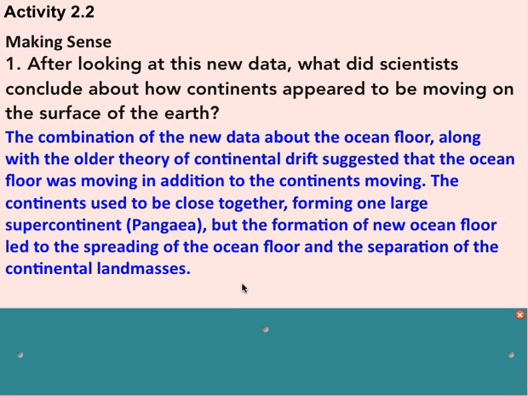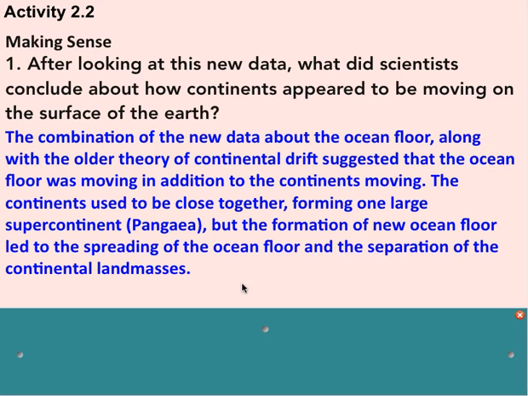So the continents used to be close together, forming one large supercontinent called Pangaea. But the formation of this new ocean floor led to the spreading of the ocean floor and the separation of the continental landmasses. So it made more sense that it's not just the continents that are plowing through the ocean floor. All the plates are moving, and they're moving in and around each other, as well as when they move towards each other, one will subduct underneath the other one. So all this new information definitely helped support his theory.